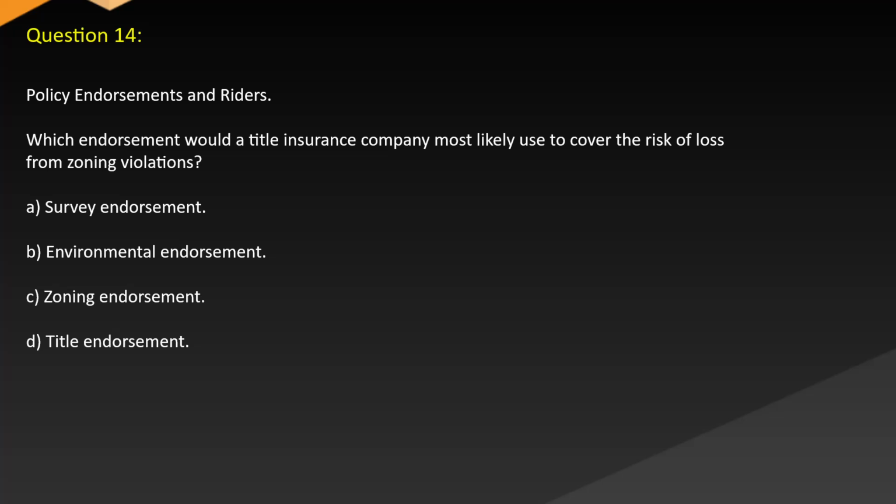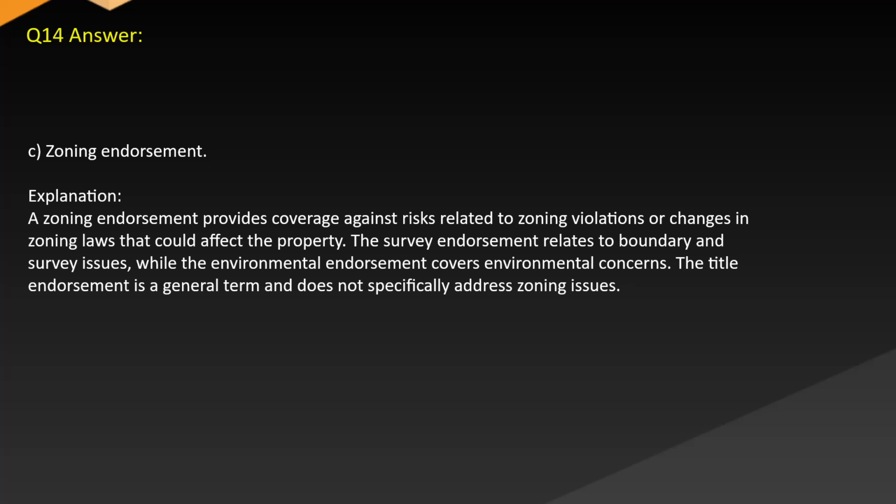A. Survey endorsement. B. Environmental endorsement. C. Zoning endorsement. D. Title endorsement. Answer: C. Zoning endorsement. Explanation: a zoning endorsement provides coverage against risks related to zoning violations or changes in zoning laws that could affect the property.